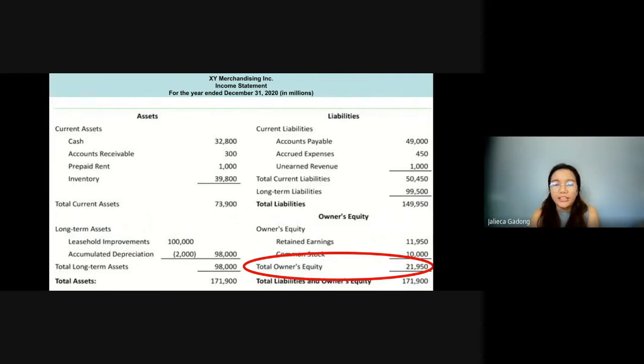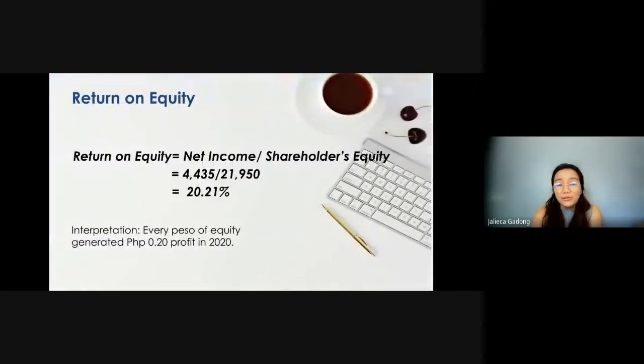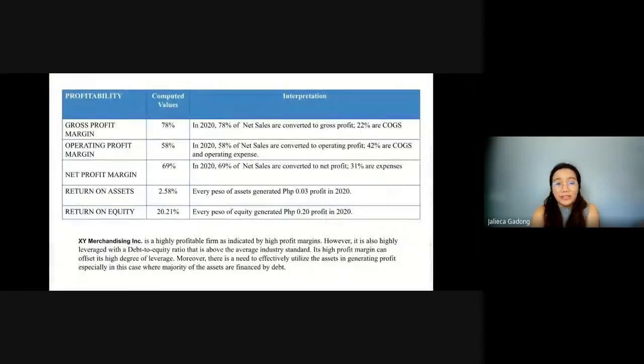All right, so pardon, this is not income statement. Sorry for overlooking this. This is balance sheet, okay? So total owner's equity would be 21,950. And substituting those values, we get 20.21%. And interpreting it, we say that every peso of equity generated 0.20 profit in 2020.